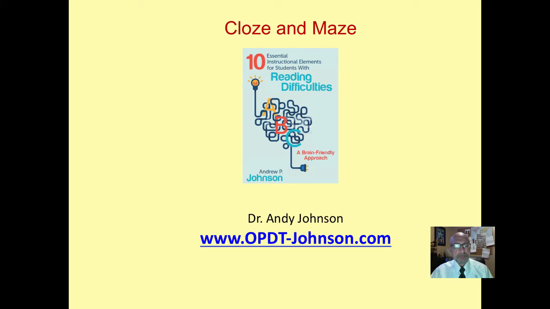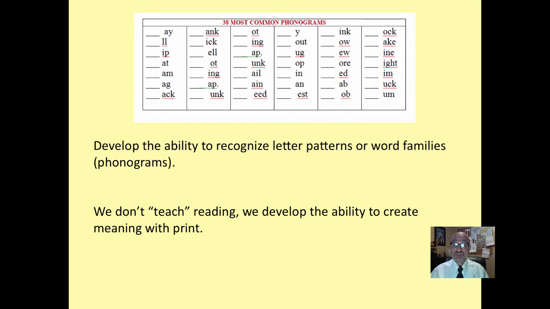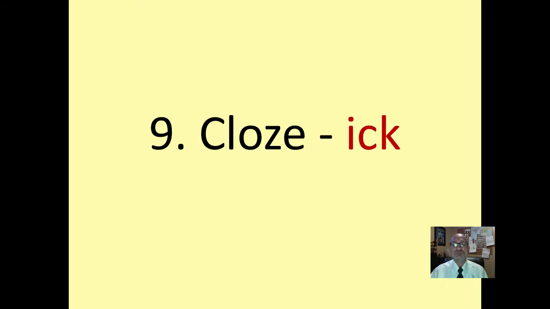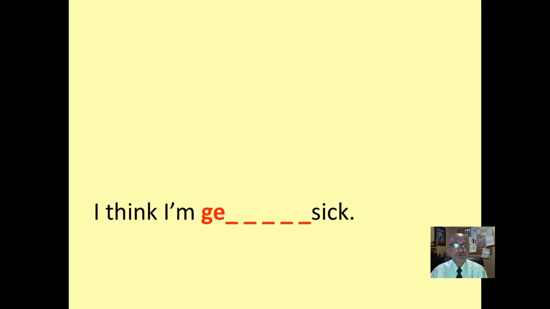Cloze and Maze, part of a strategy to develop word identification set in the context of the 38 most common phonograms. We don't teach reading, we develop the ability to create meaning with print. And in this case, we're developing the ability to recognize letter patterns or word families during the process of reading. This one demonstrates how to do Cloze and Maze found within the context of the ICK phonogram.